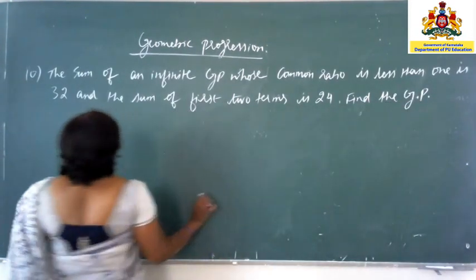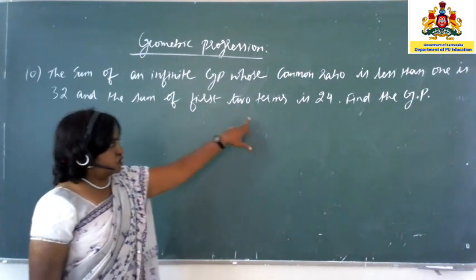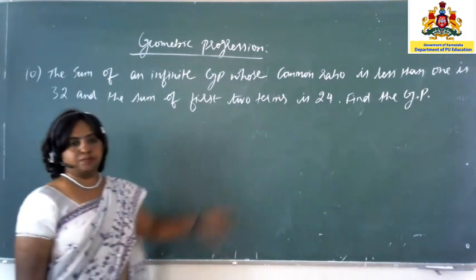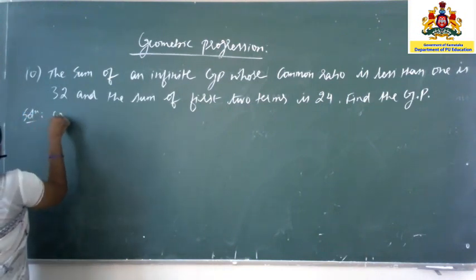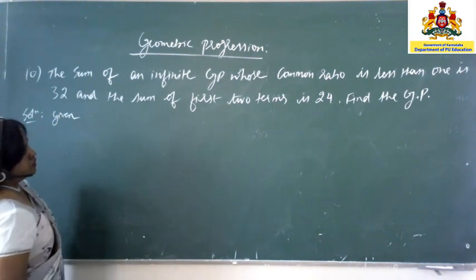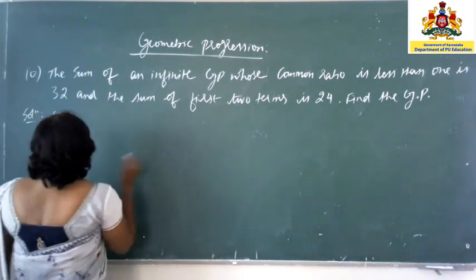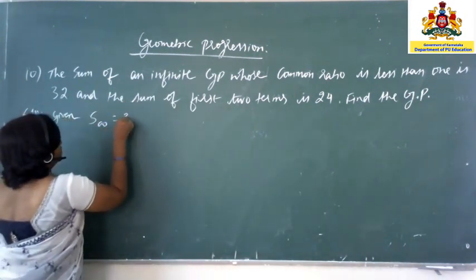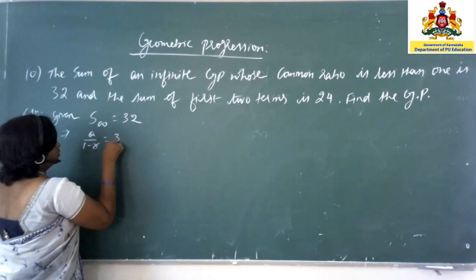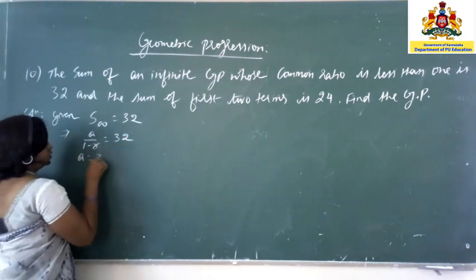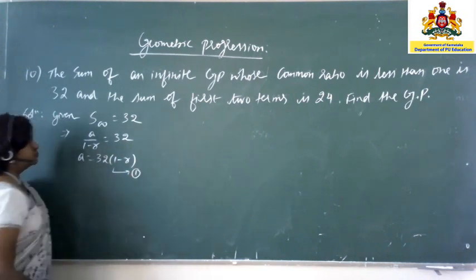Yes, next sum. The sum of an infinite GP whose common ratio is less than 1 is 32 and the sum of first two terms is 24. Find the GP. Given the sum of an infinite GP whose common ratio is less than 1 is 32. So given S infinity is equal to 32. So that implies A by 1 minus R is equal to 32. A is equal to 32 into 1 minus R. So let me call this as 1.